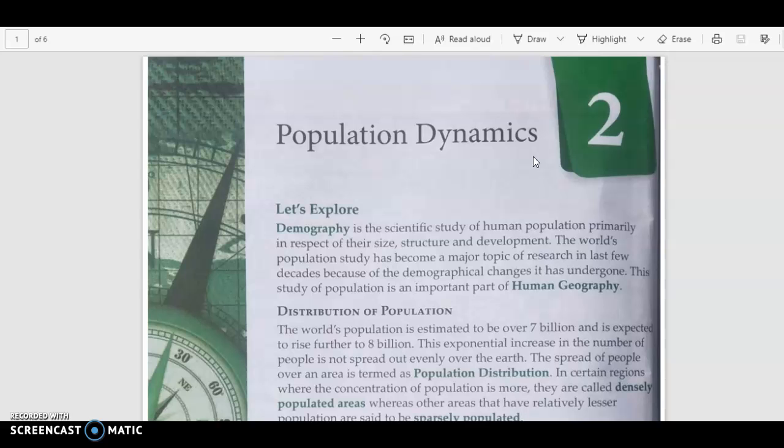The world's population study has become a major topic for research in the last few decades. Now decades here means 10 years. So the last few decades means a couple of decades, because of the demographical changes it has undergone. Now what are the demographical changes? Demographical means when you are showing the population in the form of a graph, and how the changes have occurred. The changes have occurred on the basis of increasing population, decreasing population, population joining from other countries, and so on and so forth. Therefore, this study of population is an important part of human geography.